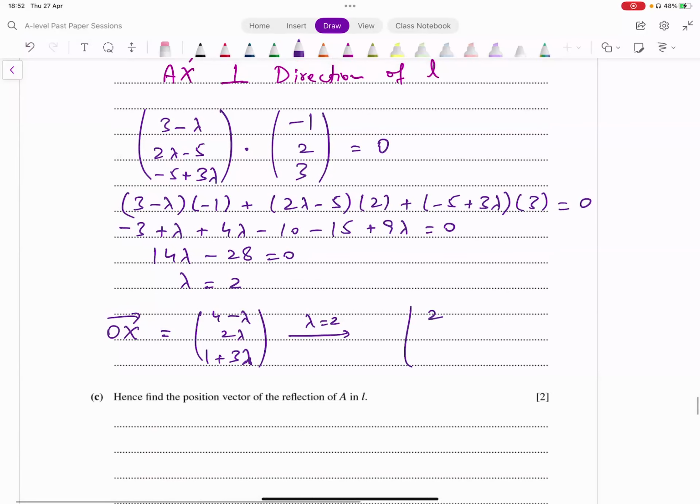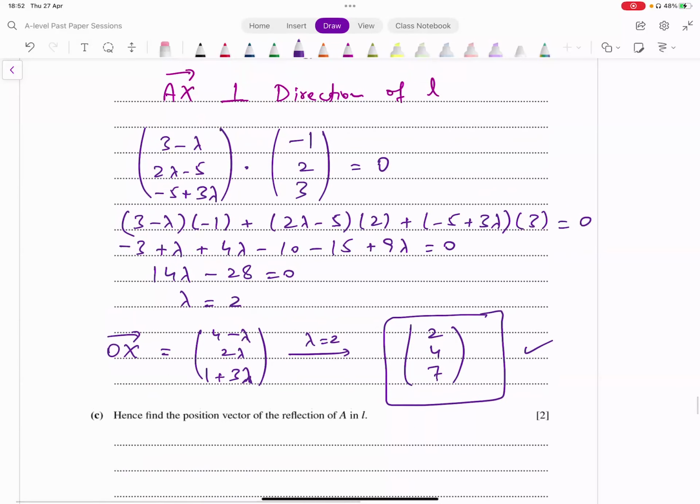4 minus 2 is going to give us 2. 2 into 2 is going to give us 4, and 1 plus 3 into 2, that gives us 7. This is the position vector of the foot of the perpendicular that we wanted. Okay, this is your final answer.